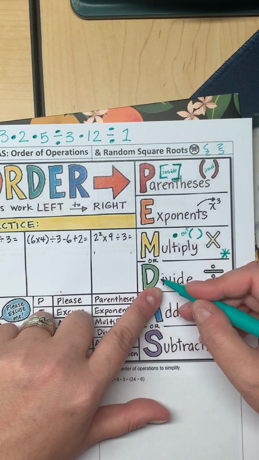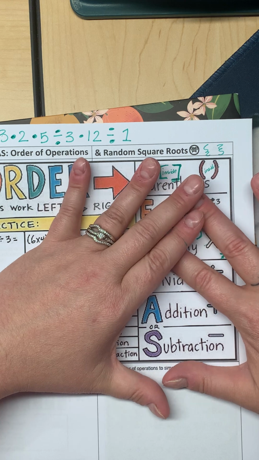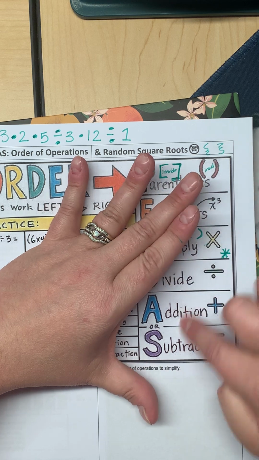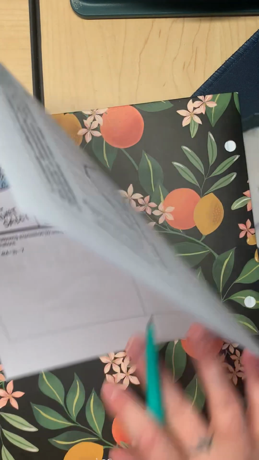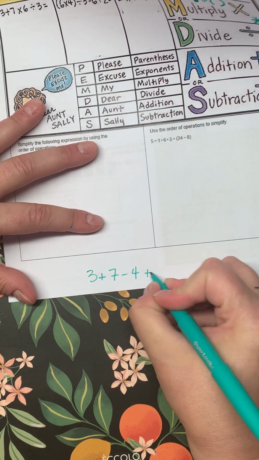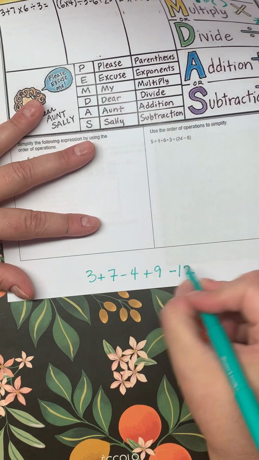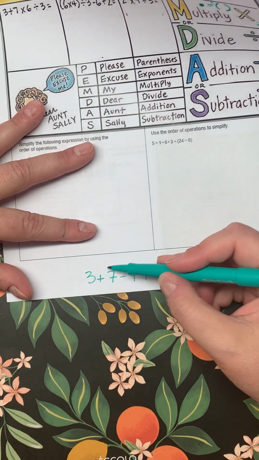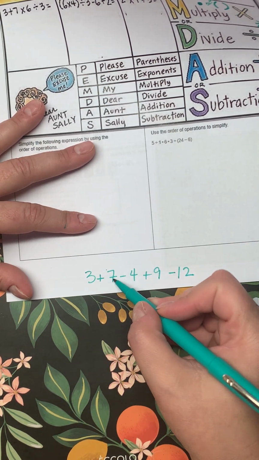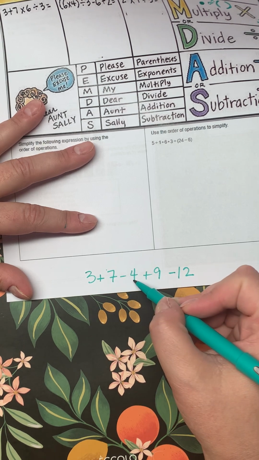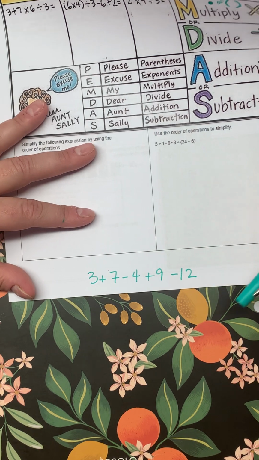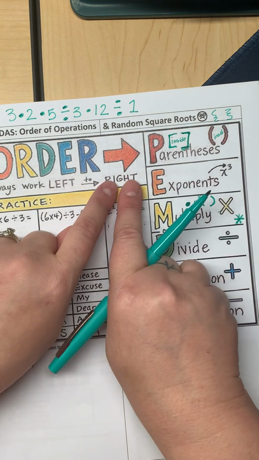Okay, that's if you have just multiplication and division left. If you just have add and subtract left, you don't have to do all the add first and then the subtract second. You can just do them left to right. So if all you see on your paper is addition and subtraction, like 3 plus 7 minus 4 plus 9 minus 12, you don't have to do all the plus signs first. You can just go left to right. 3 plus 7, figure that out. Then subtract 4, figure that out. Then plus 9, figure that out. Then minus 12, figure that out. Okay.